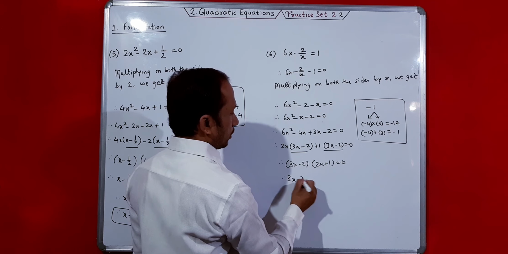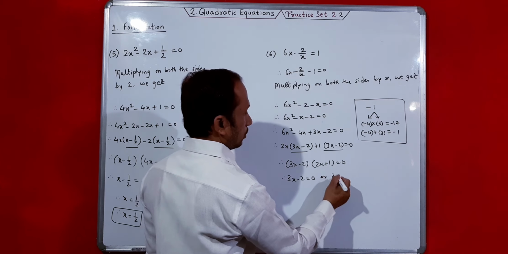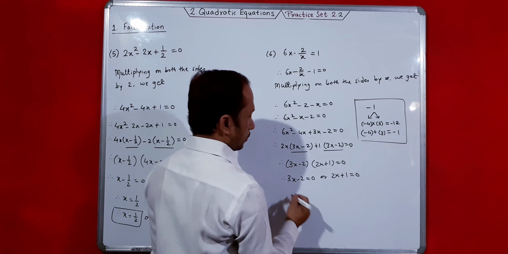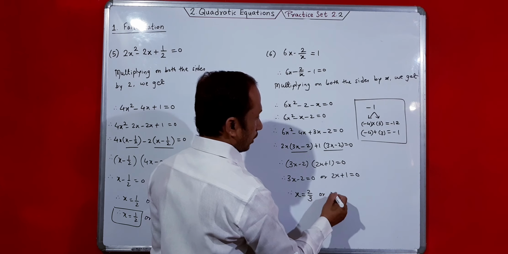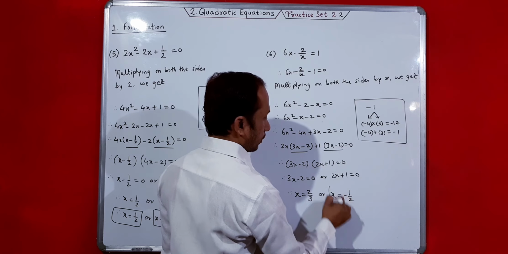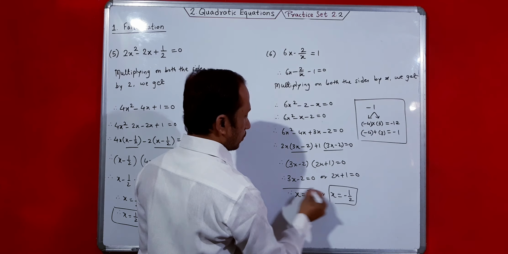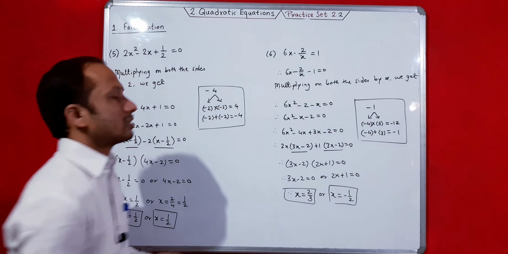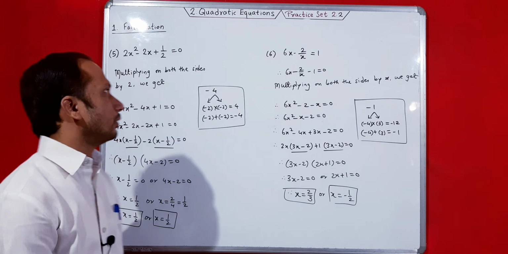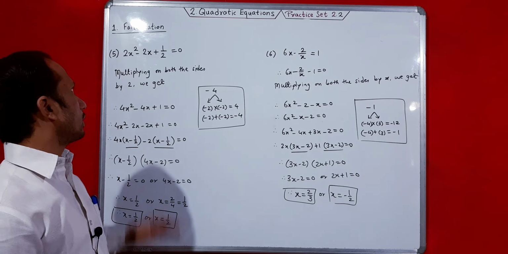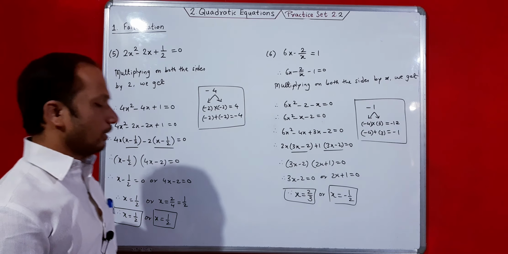Therefore 3x minus 2 is equal to 0, or 2x plus 1 is equal to 0. Therefore x is equal to 2 by 3, or x is equal to minus 1 half. So this is the solution for the sixth equation. In this way you have to solve this. Multiplying on both sides by x we get, and multiplying on both sides by 2 we get. So do the correct process.